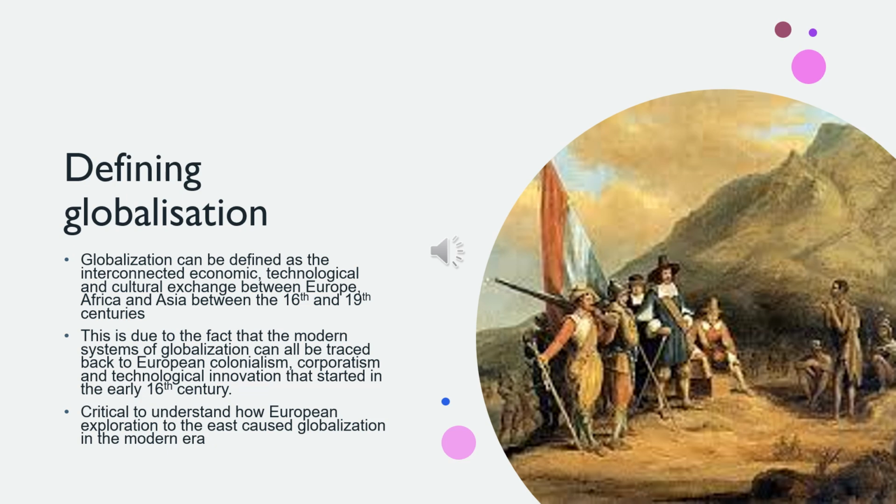Globalization has many different meanings, but in this context, globalization can be defined as the interconnected economic, technological, and cultural exchange between Europe, Africa, and Asia between the 16th and the 19th centuries. This is due to the fact that modern systems of globalization can all be traced back to European colonialism, corporatism, and technological innovation that started in the early 16th century. It is critical to understand how European exploration to the east caused globalization in the early modern era.